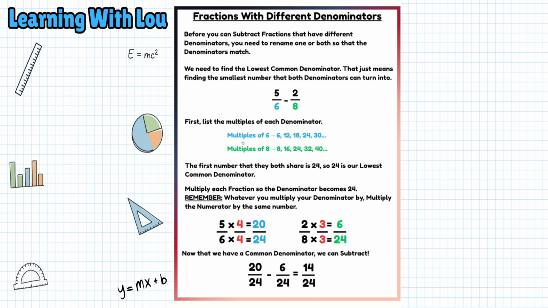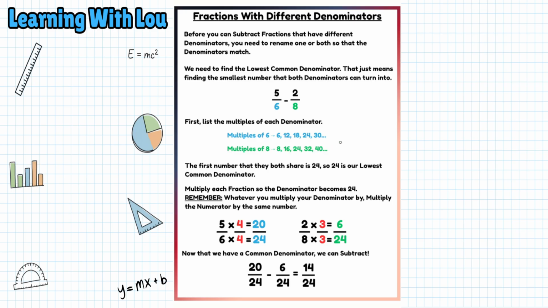I'm going to list out my multiples of 6 and 8. If you don't remember how to find multiples, just think about it like skip counting. If I skip count by 6s, I get 6, 12, 18, 24, 30, and so on. Then I do the same thing for my number 8. I have multiples of 8: 8, 16, 24, 32, and 40.